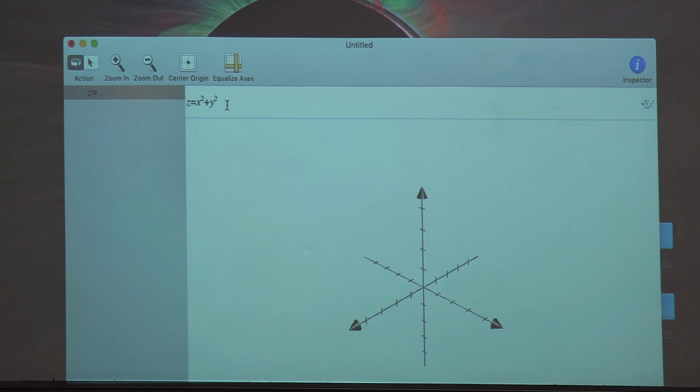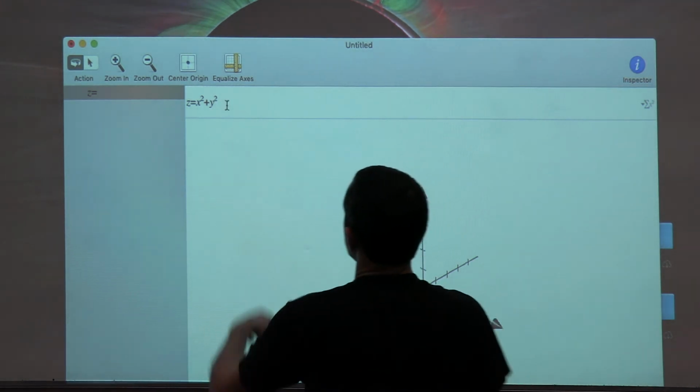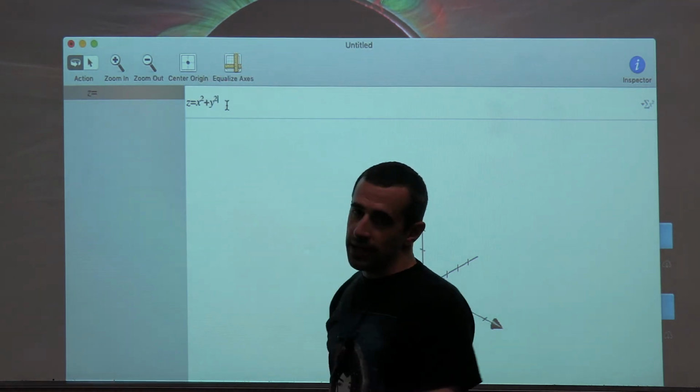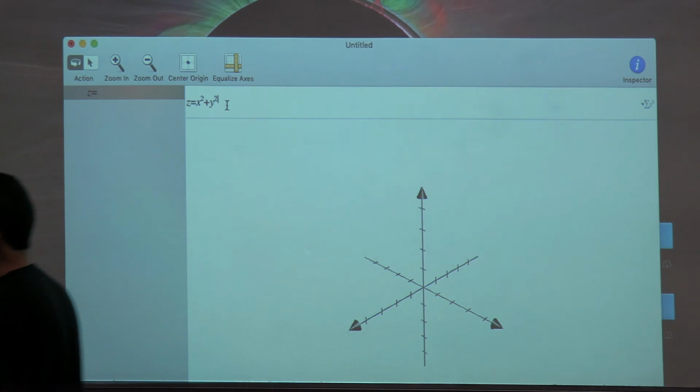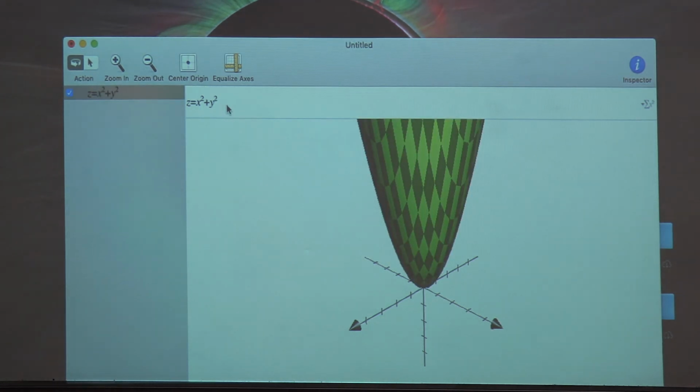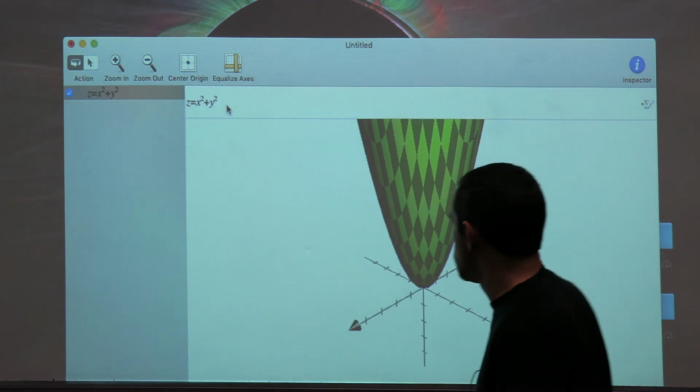plus y squared. And the annoying thing about the grapher app is that when you do an exponent, to get out of the exponent, you have to use the right arrow. Otherwise, you'll keep typing in that exponent. So now that I've got my equation typed in there, I press enter, and I see something that looks like a parabola, so it looks pretty similar to what we sketched.